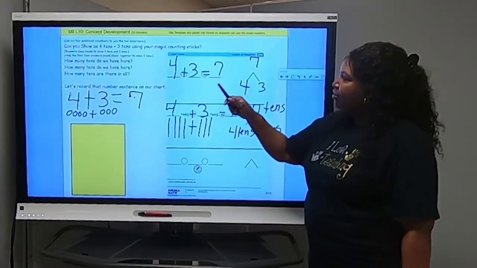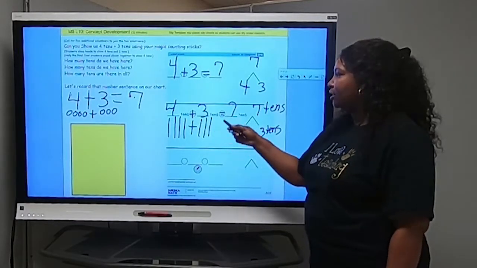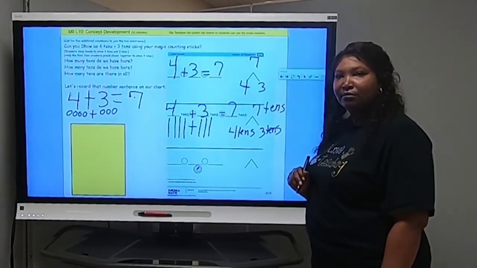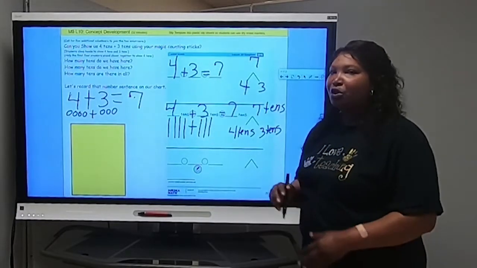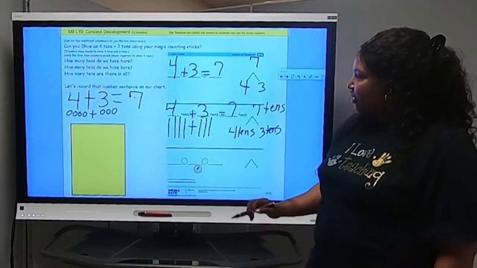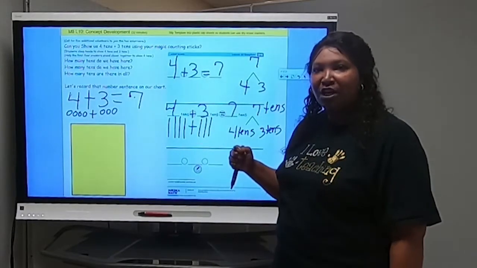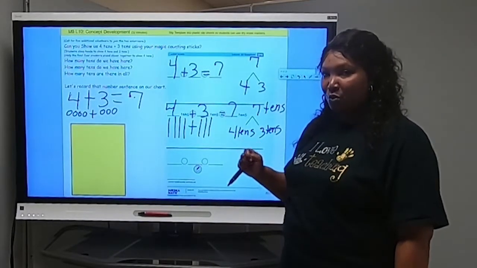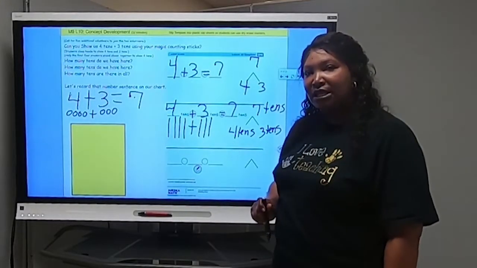So, how did knowing 4 plus 3 equals 7 help you to solve 4 tens plus 3 tens? Yes, the numbers never changed. We only changed the units. Good job. Now, let's try to make a number sentence, but this time we're going to pull out the values of these tens, okay? You ready? Let's go. What is the value of 4 tens?